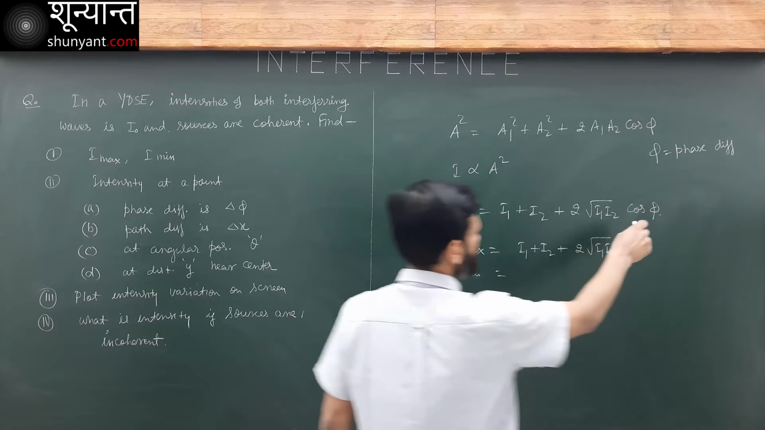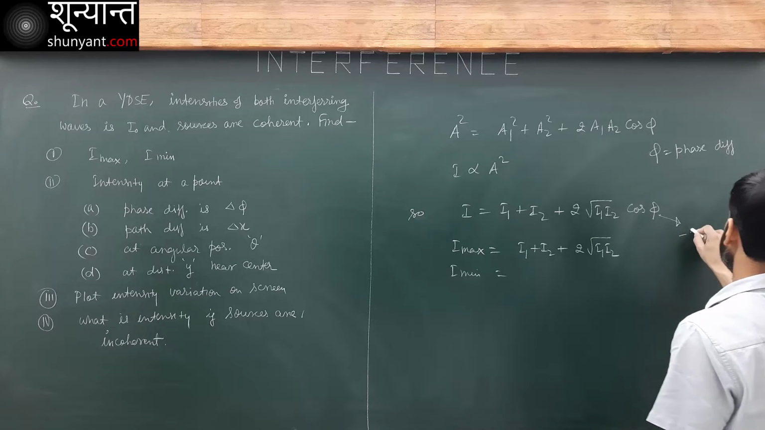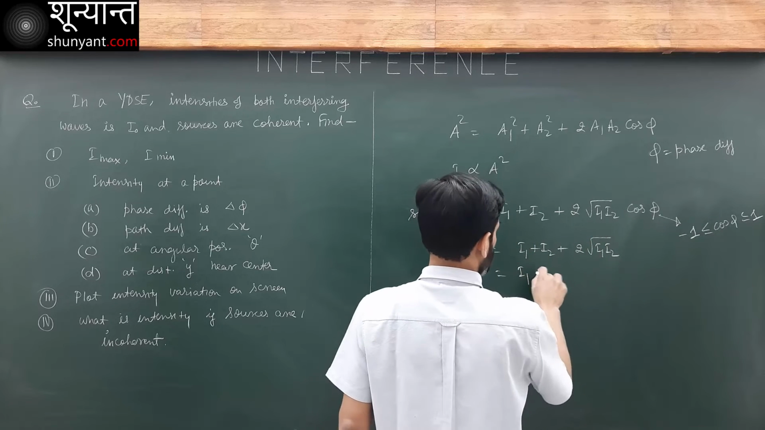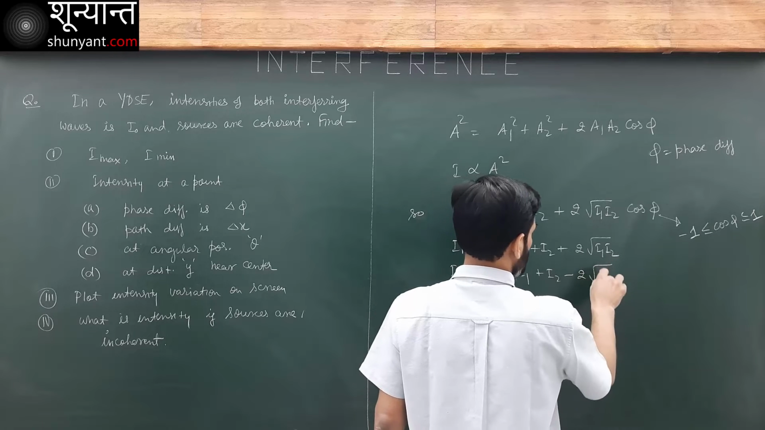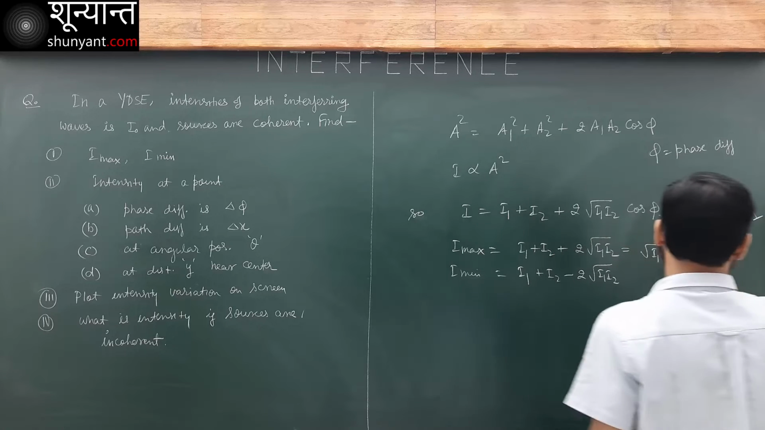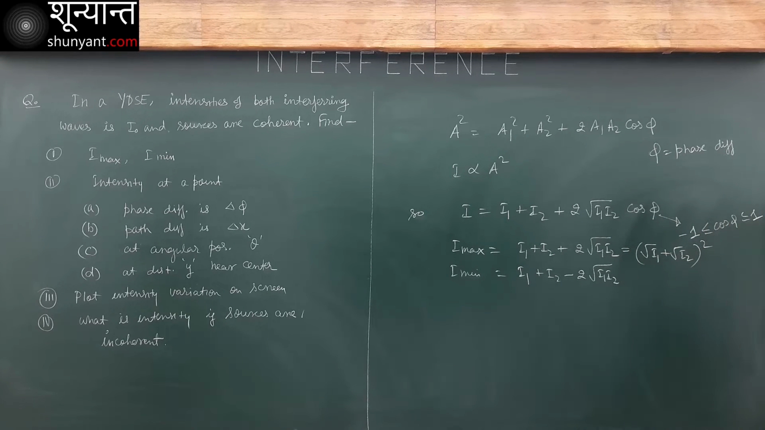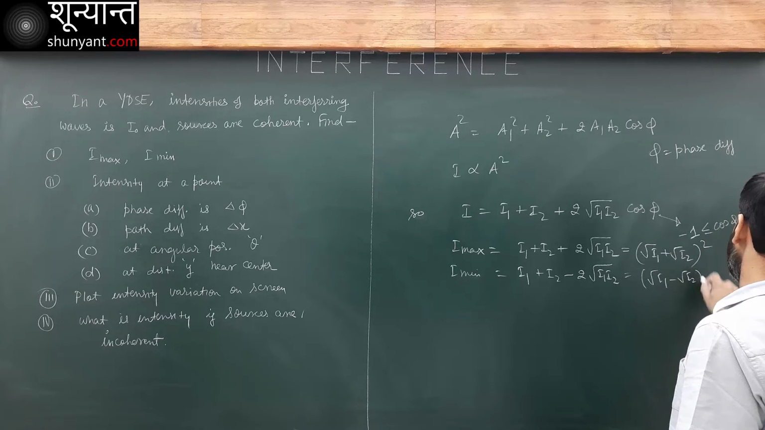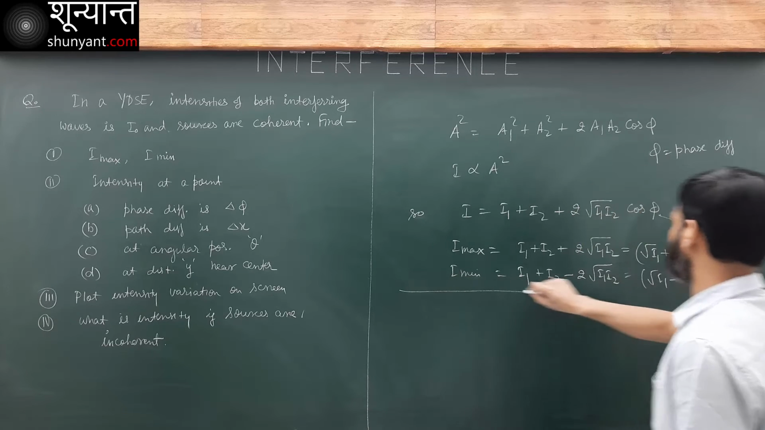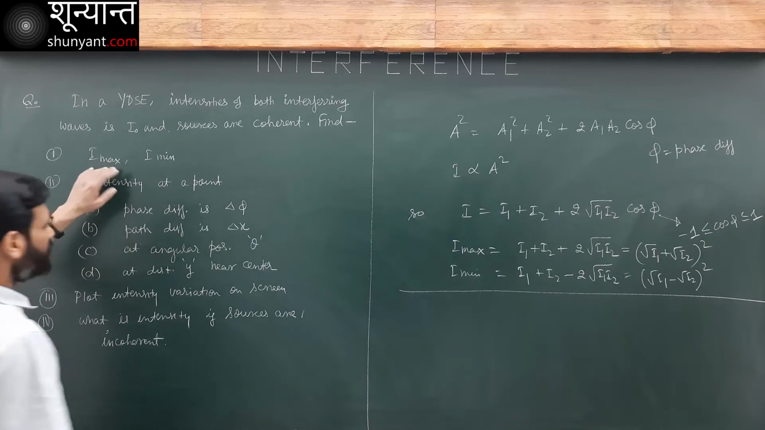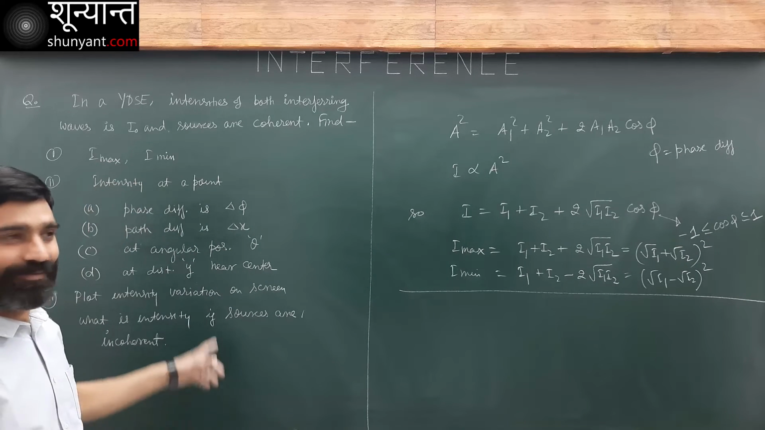What is I minimum? The value of cos phi is between -1 and 1, so I minimum is equal to I1 plus I2 minus 2 under root I1 I2. Now I max I can write as under root I1 plus under root I2 whole square, and I minimum as under root I1 minus under root I2 whole square. Do you understand? We are actually solving it.